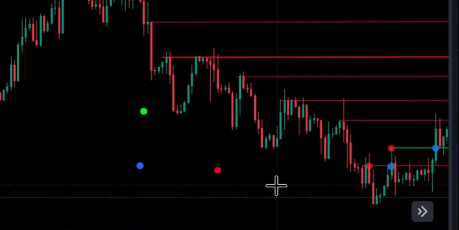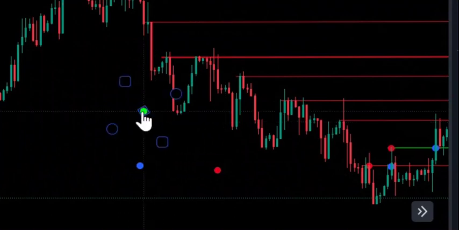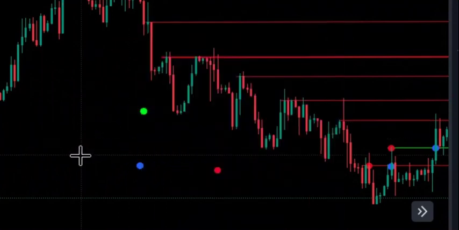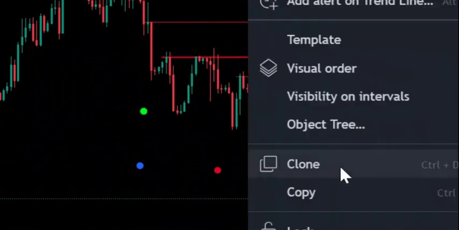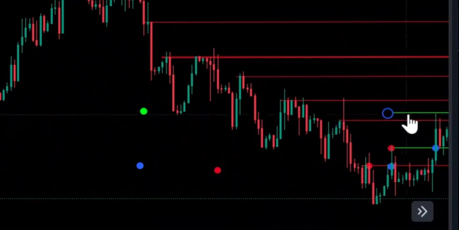Okay, so now what do you need to do? You need to mark up the high with the green line, right? Yeah. You mark up the high with the green line. So go ahead and do that. So clone that green line and put it at the high. Clone the green line, not the green circle, the green line. Remember, go ahead and clone the green line and put it at the top.